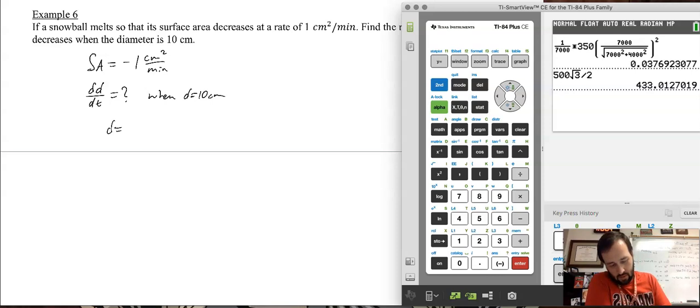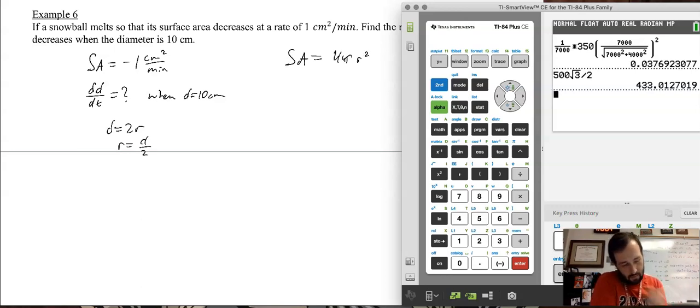Right, and the diameter is 2 times the radius. So the radius is the diameter divided by 2, is kind of what I will want to think of as I'm going through this. Because the surface area of a snowball, assuming that it's a perfect sphere, is 4 pi r squared. Ooh, no. Change in the surface area. Sorry, change in the surface area over the change in time.